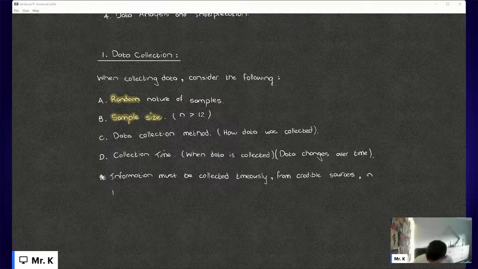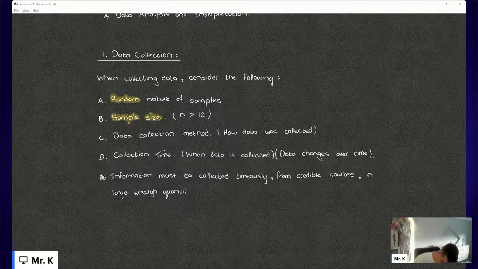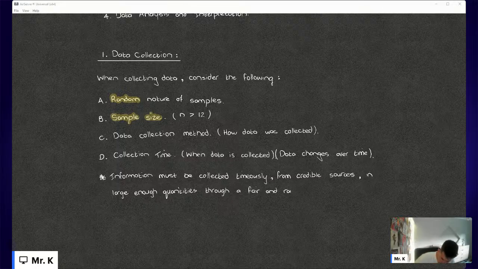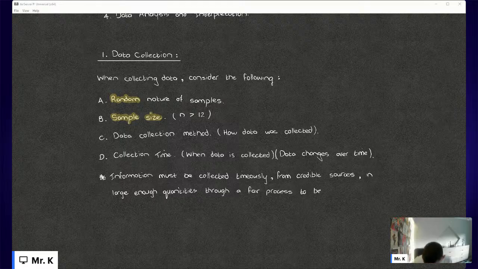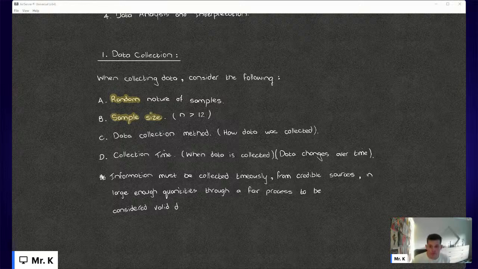in large enough quantities, through a fair and random process, or let's try to say, sorry, from a fair process to be considered valid data. Okay, you must know this information.